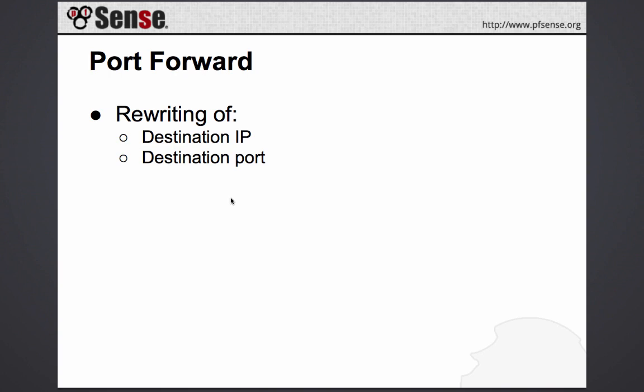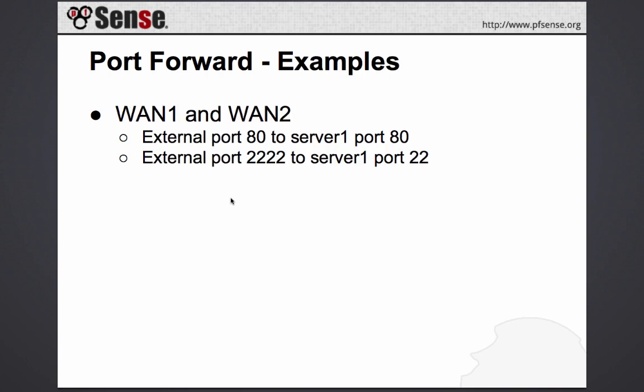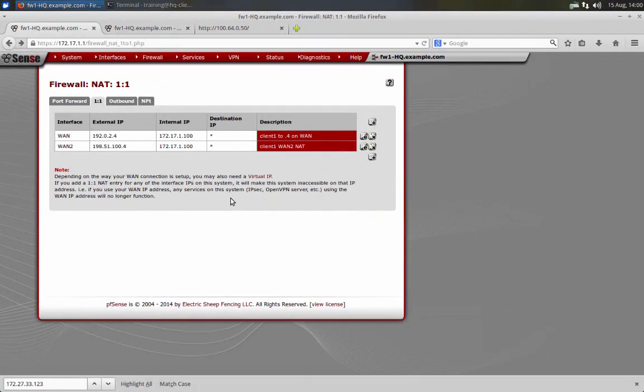So now moving on to port forwards. Port forwards allow the rewriting of the destination IP and or the destination port. So outbound NAT is the source port and IP optionally. Port forward is the destination. So for an example, we'll forward port 80 inbound to one of the servers, and then 2222 as well, just to show a different port externally as internally.